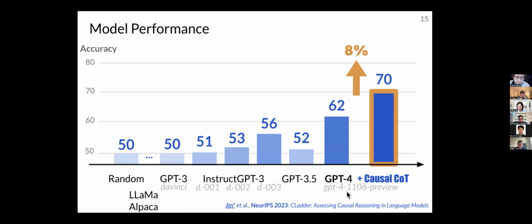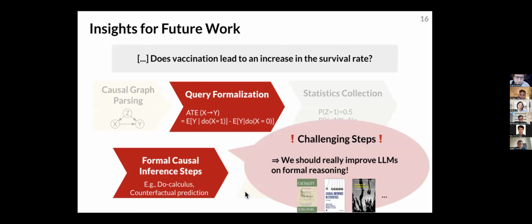Although because the entire engine is still based on LMs, there is still space to improve. Specifically, the areas to improve are, one, translating from the natural language text to the formalized query, especially specifying what to control for and what to vary. And the other is to perform the right formal causal inference steps.